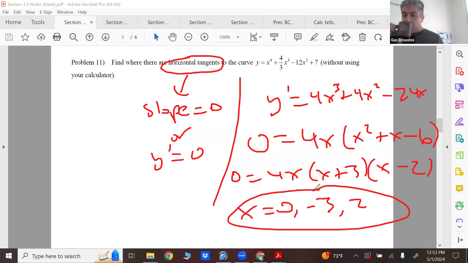Now, this is the cool part. This is why I love calculus so much. I can graph it pretty accurately now. I mean, well, kind of, not really. What's the y-intercept here? 7. If I plug in x equals 0, that's going to be what we call an extrema. It's basically a high or low.